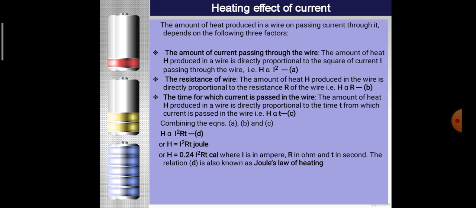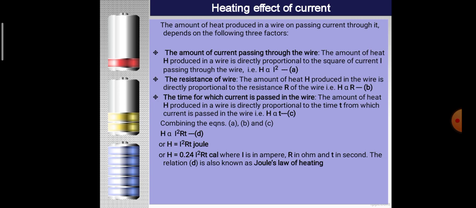Finally, the heating effect of current. The amount of heat produced in a wire on passing current through it depends on the following three factors. 1. The amount of current passing through the wire. The amount of heat produced in a wire is directly proportional to the square of the current I passing through the wire. H is proportional to I squared. 2. The resistance of the wire. The amount of heat produced in the wire is directly proportional to the resistance R of the wire. H is proportional to R.